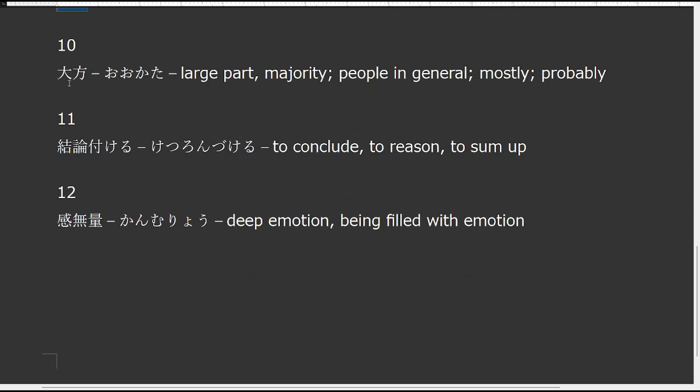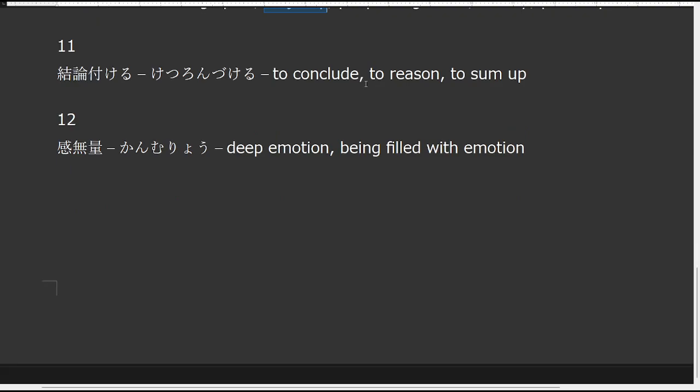Number 10 is okata. Kata in this sense means people, and o on the left side is large part. So the large part of people, or generally people in general, but can also mean mostly, probably, or the majority. Okata is the majority, most people in general, or in large part. Okata is people in general, most people, or for the most part. Okata desu. Talking specifically about people some of the time, but sometimes not. Okata is a majority of people or people in general.